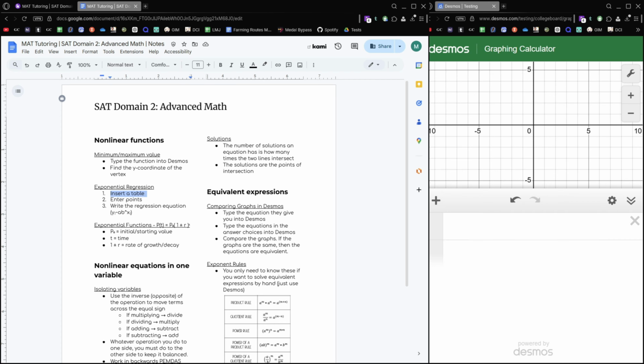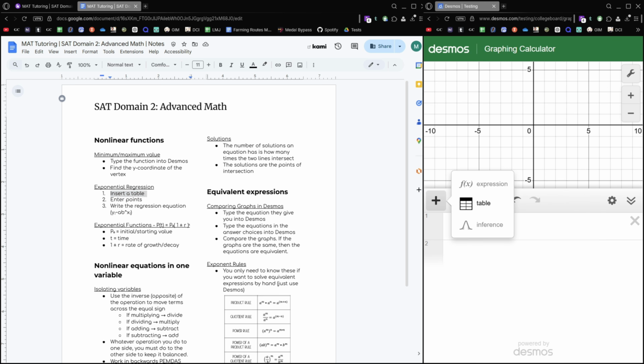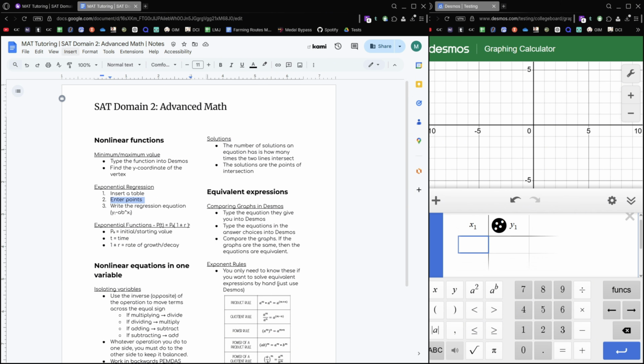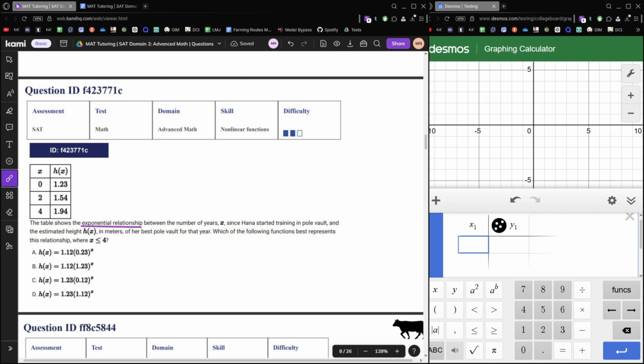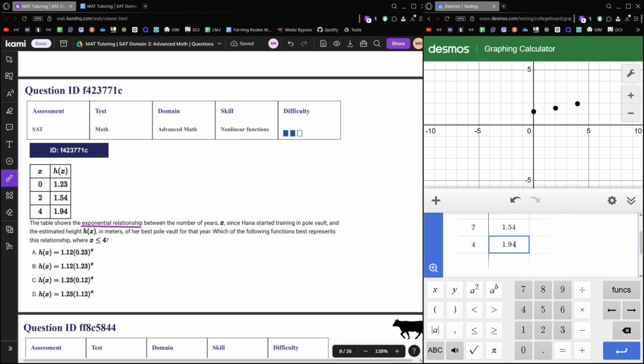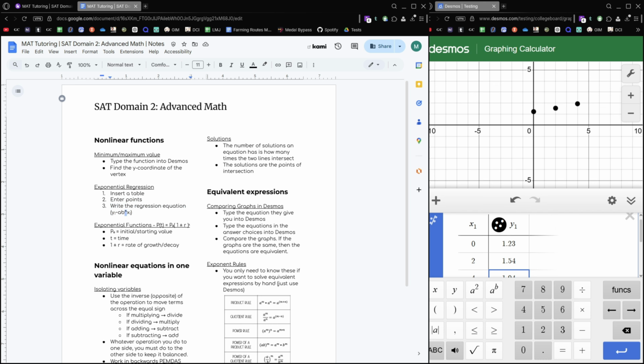The first thing you want to do is insert a table. So click this plus sign right here and add a table. Now you just want to enter in your points, and they also give that for you. So let's go ahead and just type these all in. Alright, I went ahead and typed in all of our points. Now all we need to do is use the exponential regression equation. Now I also give you it right here.